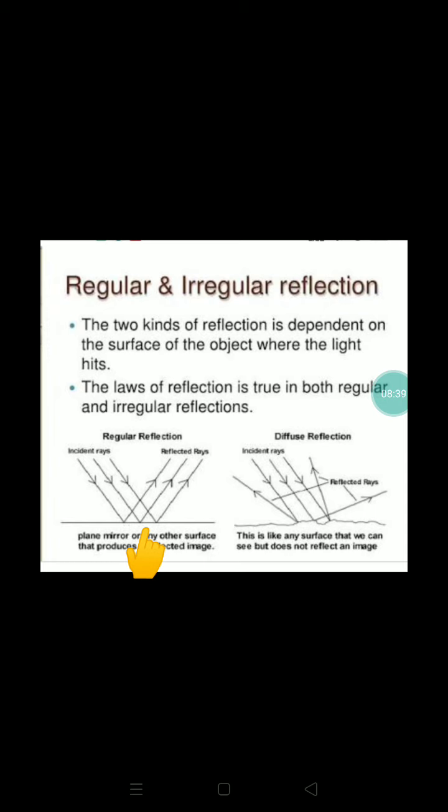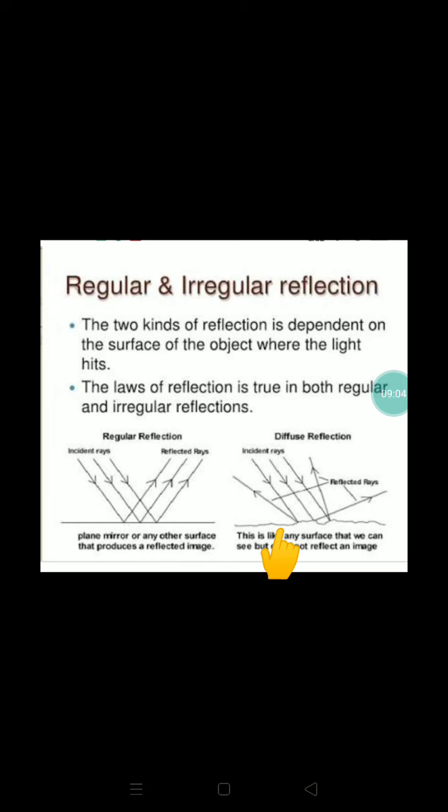Students, once again, in regular reflection, the incident set of parallel rays move in only one direction. It is called regular reflection. Another type of reflection is from a rough surface, called irregular reflection, in which the rays are reflected in different directions.